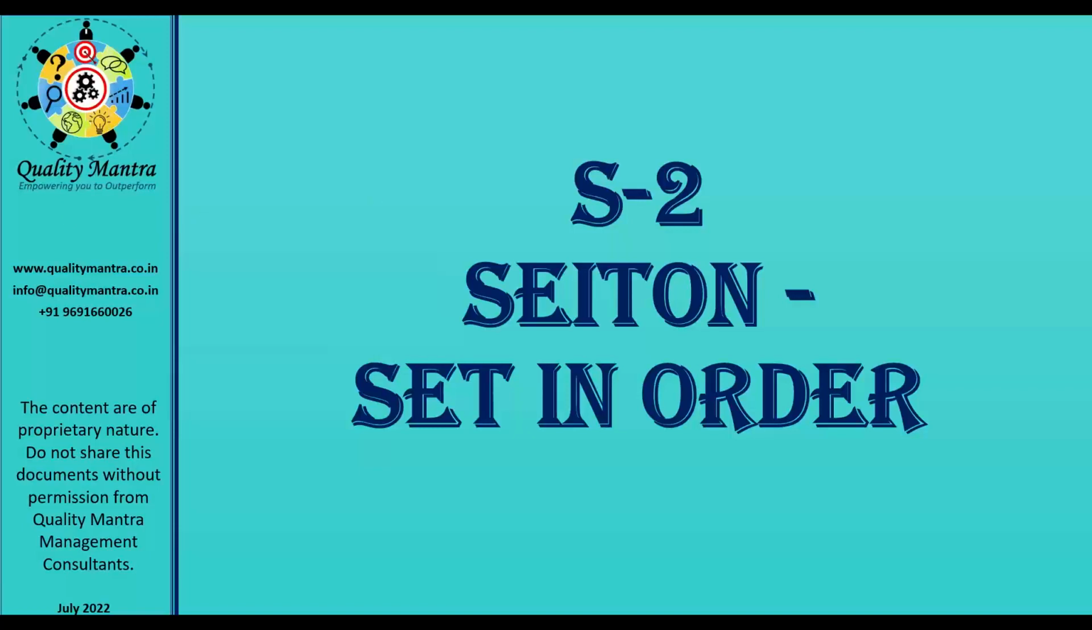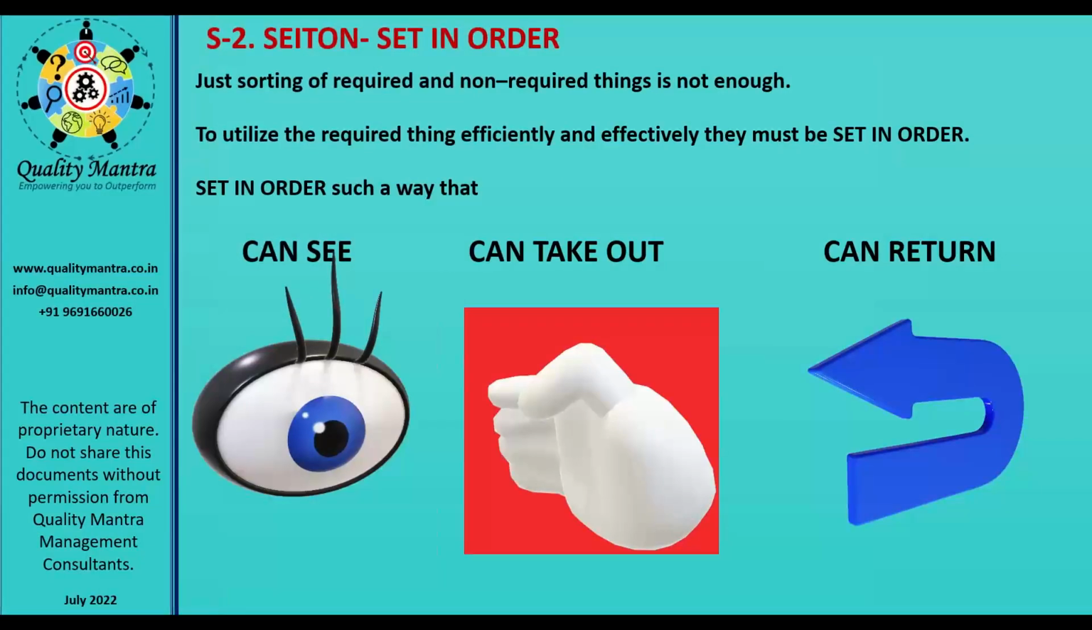So, till now we have gone through the history of 5S, purpose of 5S, what is 5S, and S1, that is SERI, means sorting. Now it's time to learn about the S2, that is SEITON, and as the name suggests, it's set in order. So in the S2, that is SEITON, set in order, what actually we do? Only doing the sorting is not enough. After the sorting, unless and until we set the things in order, unless and until we utilize the required thing efficiently and effectively, and for that they have to be set in order.